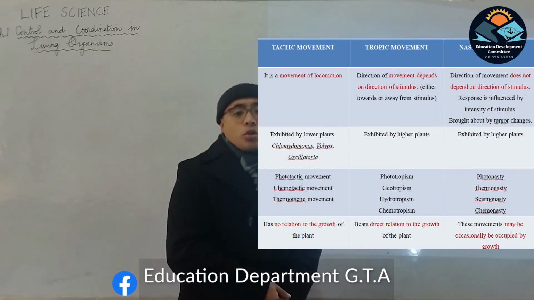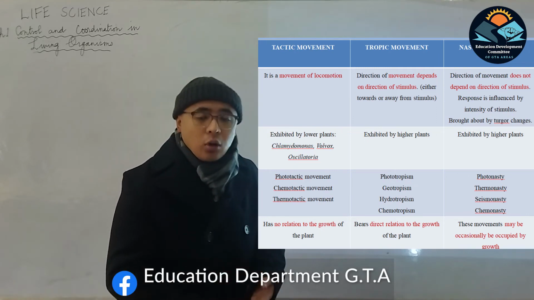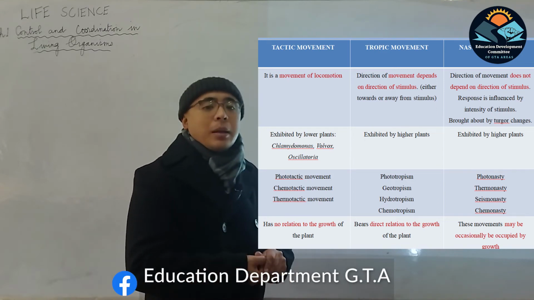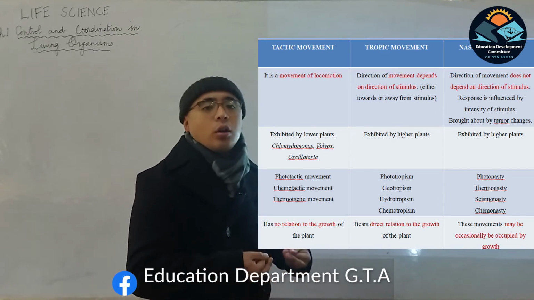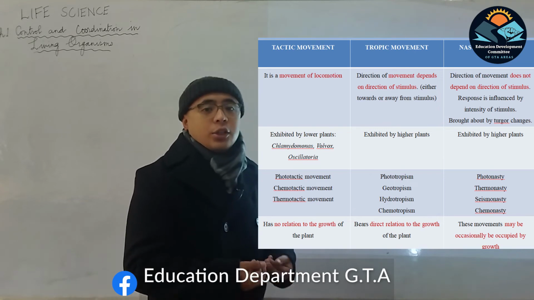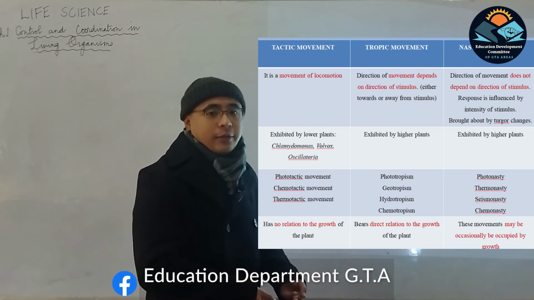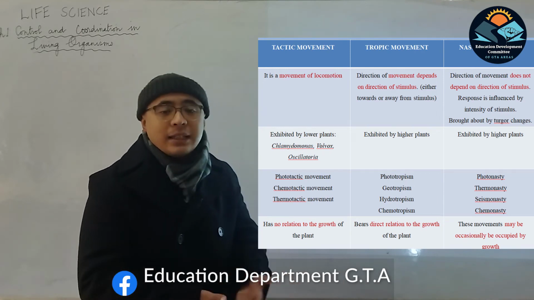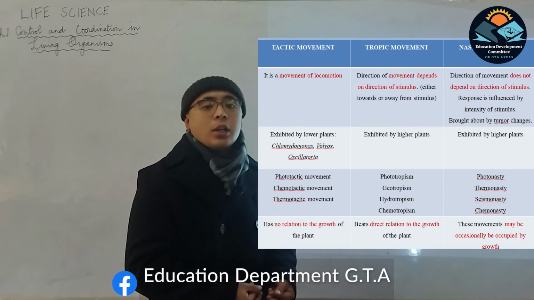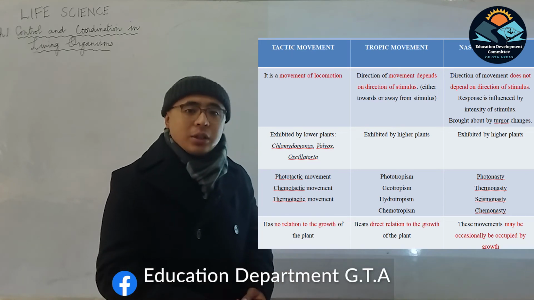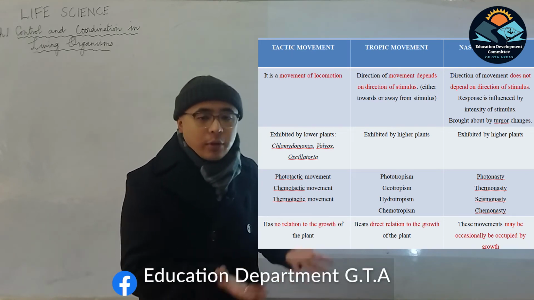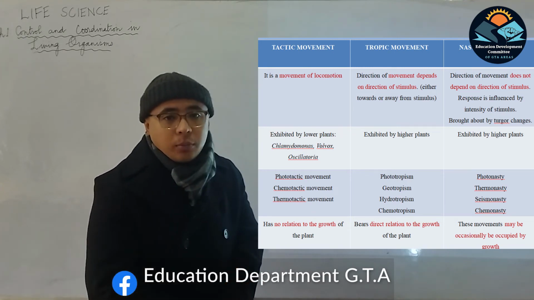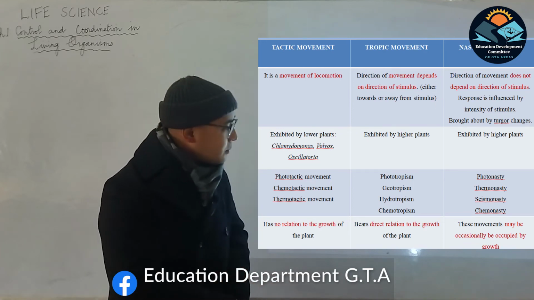So the root system is negatively phototropic. Similarly, we have geotropism. Geo meaning either earth or gravity. So geotropism is the tropic movement exhibited by plants in response to soil or gravity. Here again, geotropism is either positive or negative. When the root system grows towards the soil and away from the light, it is said to exhibit positive geotropism. And similarly, the shoot system, which grows away from the soil towards the source of light, exhibits negative geotropism as it grows away from the soil.